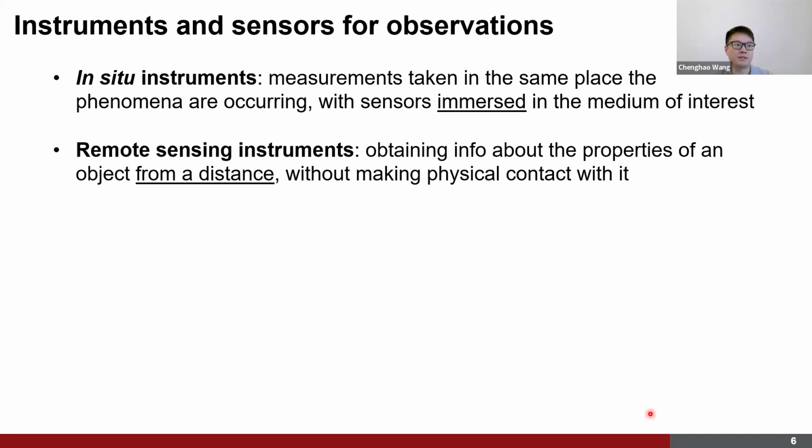And the second type is remote sensing instruments. They are obtaining information about the properties of an object from a distance. So we do not make any physical contact with the object. So one particular remote sensing instrument is the radiometer, which measures radiation. The radiometer is a typical remote sensing instrument.